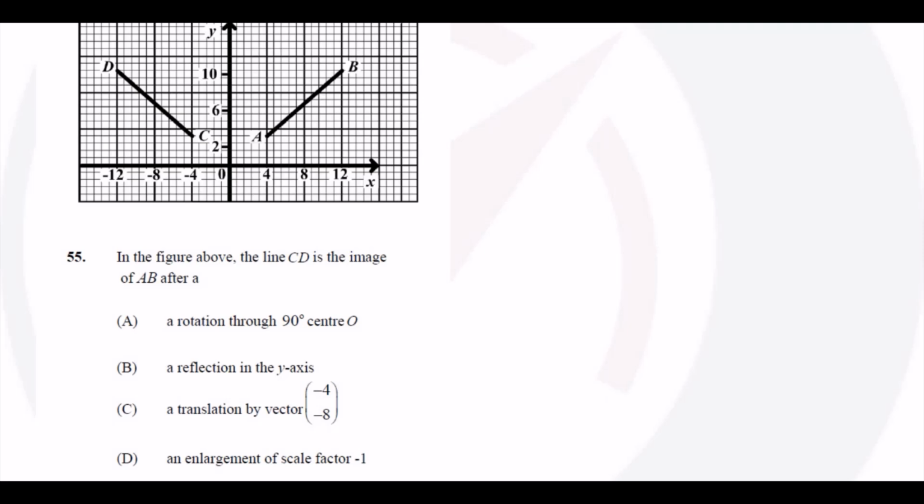Question 55. In the figure above, the line CD is the image of AB. So after a rotation, no. Reflection in the y-axis, yes. A translation vector, no evidence of that. No enlargement taking place here. So the answer is it's a mirror line. Here's the mirror line, the y-axis, equal distance from C to A and D to B. So hence it's going to be a reflection in the y-axis.